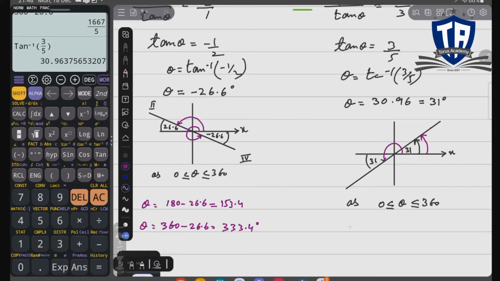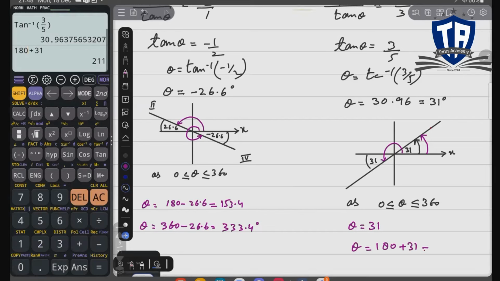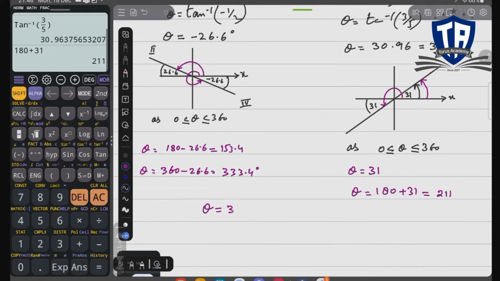How do we write it? The first answer is 31 and the second answer is 180 plus 31. The answer is 211. Finally, the answers are 153.4. So finally, when we write the answers: 31, 153.4, 211, and 333.4. So these are the answers.